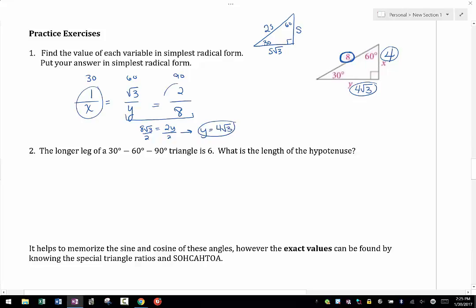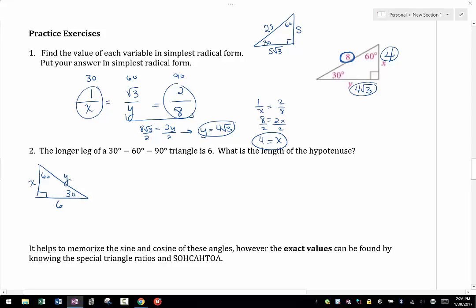And then if I use these, 1 over X equals 2 over 8. 8 equals 2X. X is 4. Hey, look at that. That's what I had before also. So you can either use the picture of the triangle or you can use the proportion, all right? So let's try it here. The longer leg of a 30, 60, 90 triangle is 6. Okay. So 30, 60, 90. The longer leg would be across from 60. So that's 6.